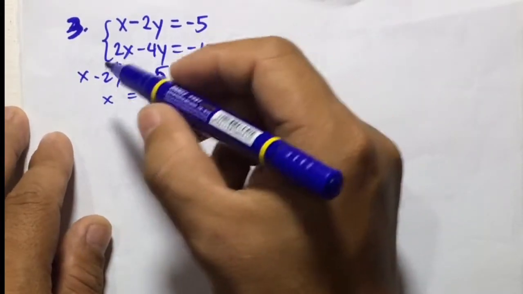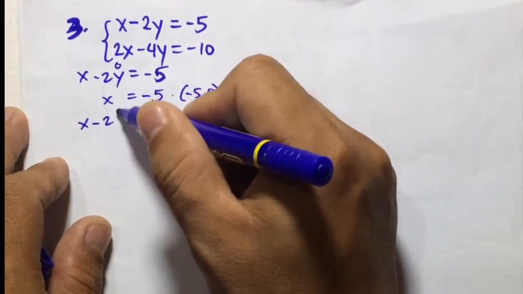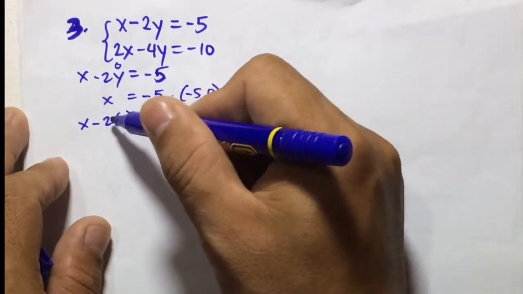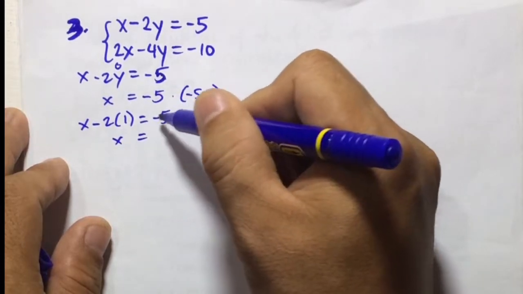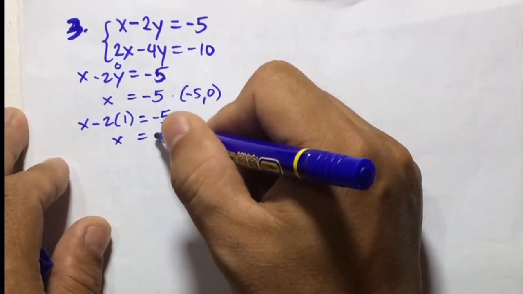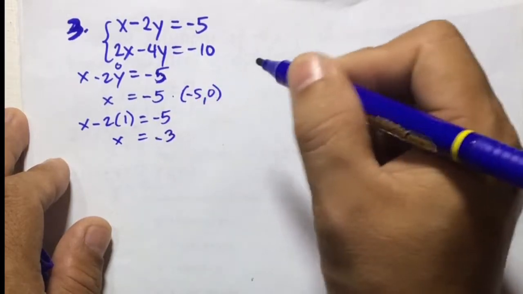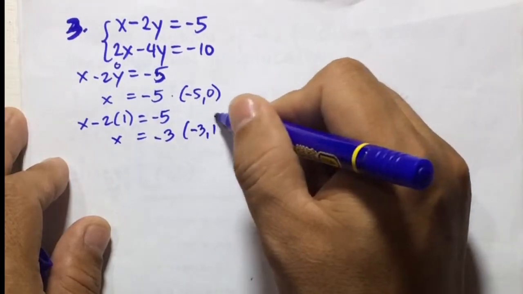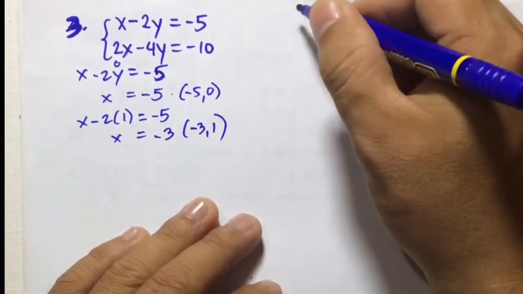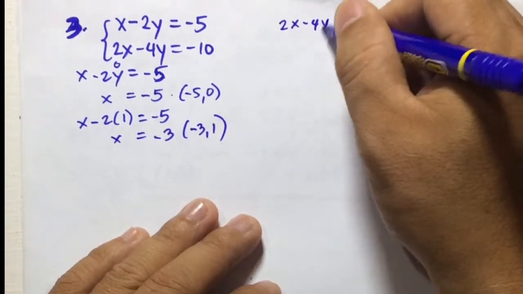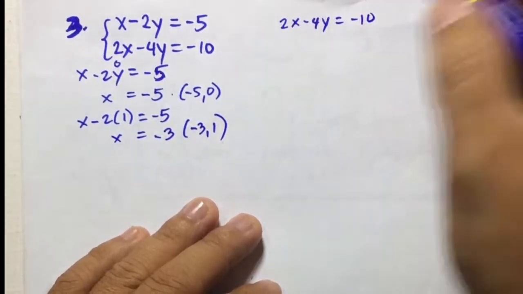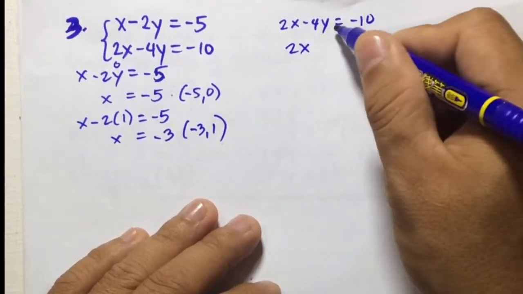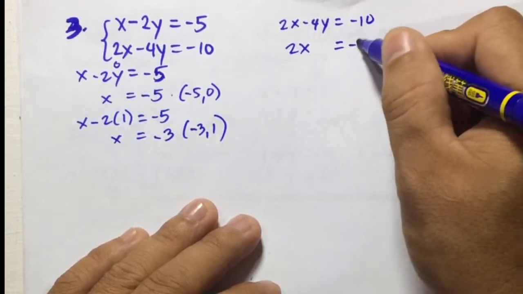And if we're going to let y equals 1, so we're going to have here x minus 2 times 1 equals negative 5. So this is negative 2 here, so x here will be equal to negative 5 plus 2, that will be negative 3. So the second point will be negative 3, 1. And if we're going to have the second equation, 2x minus 4y equals negative 10. Then if we're going to let y equals 0, this is 2x equals negative 10.